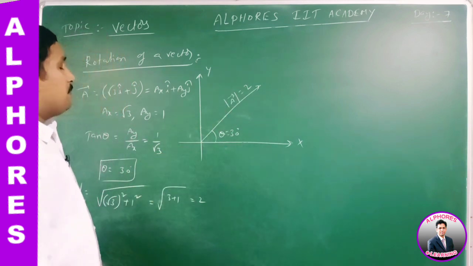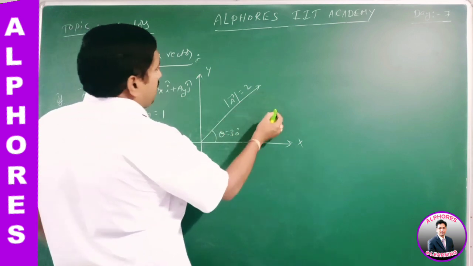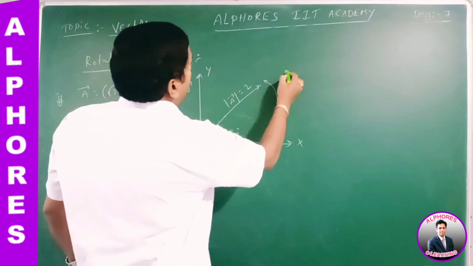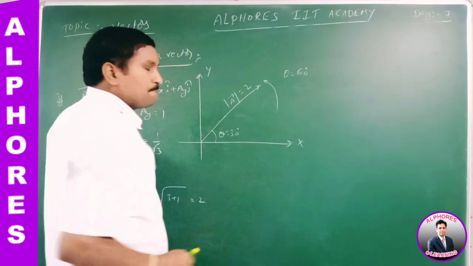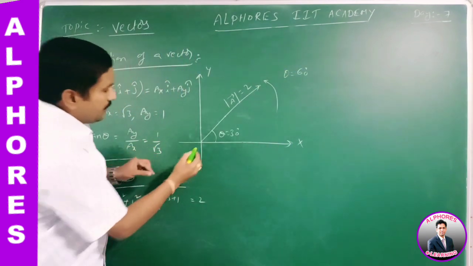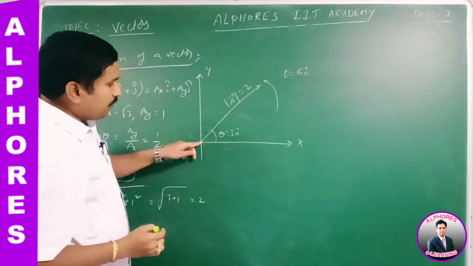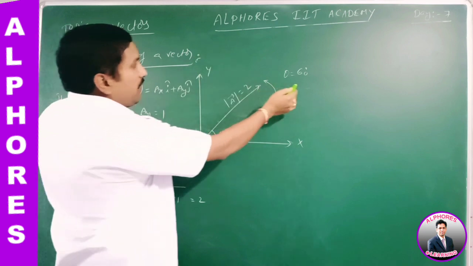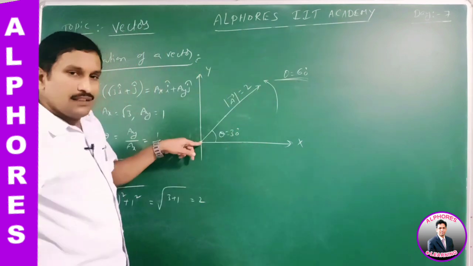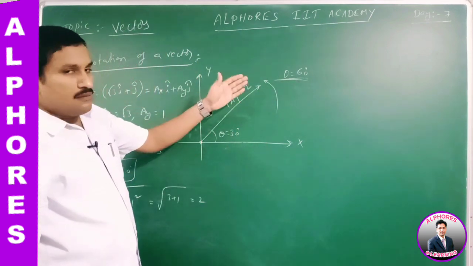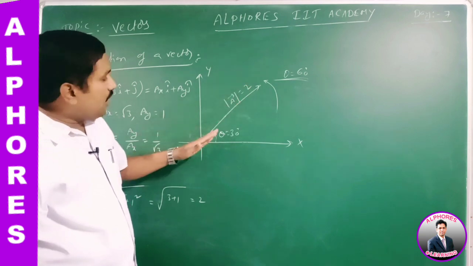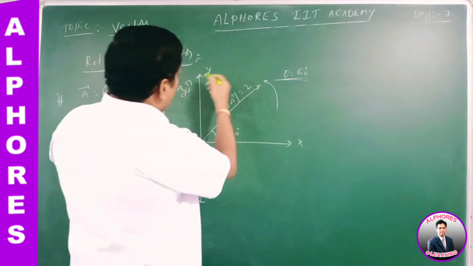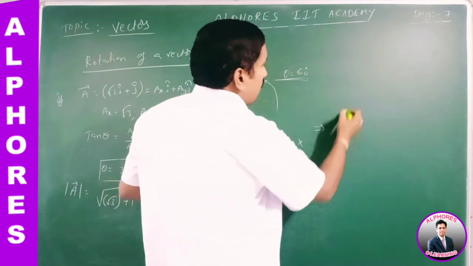Now suppose the vector is rotated by an angle theta equal to, let us say, 60 degrees. That means the tail of the vector is fixed. About this tail, this vector can be rotated in the anti-clockwise sense by 60 degrees. Then what is the new vector which is formed in this process? If it is rotating in the anti-clockwise sense, the new vector is formed in this way.